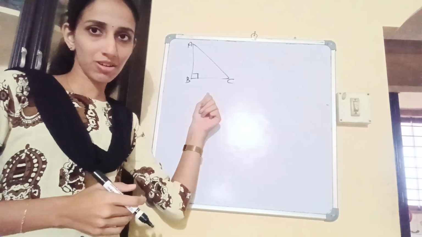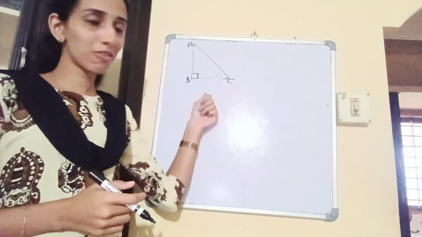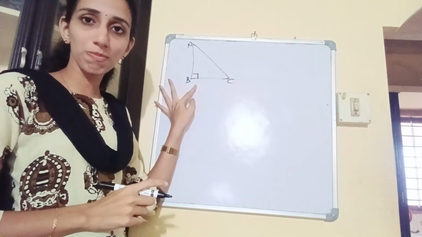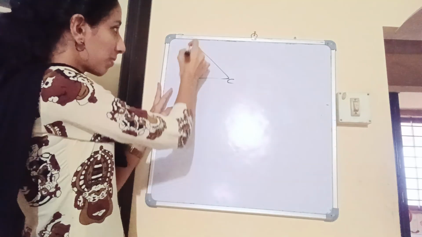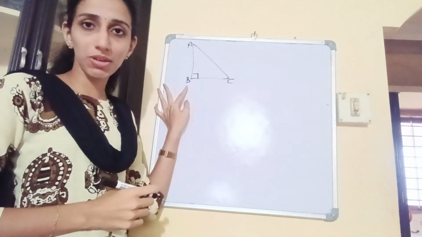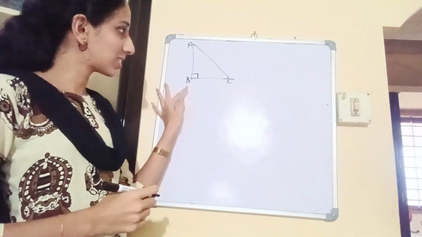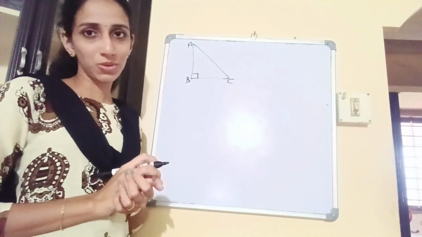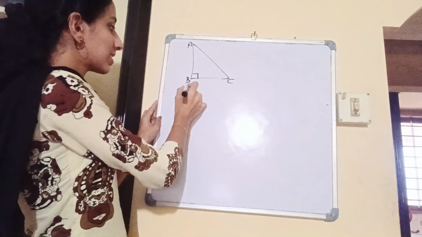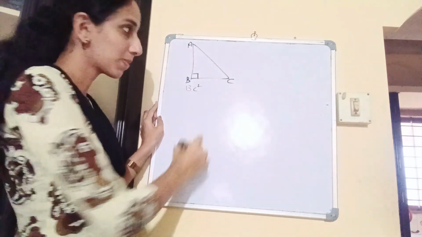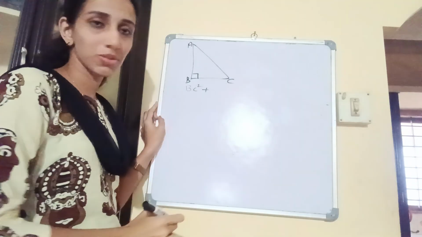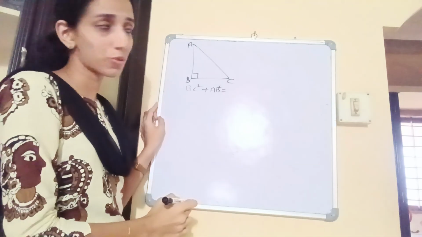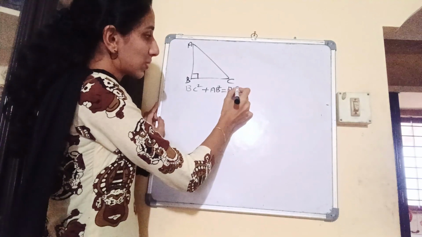So shall we apply the Pythagoras theorem in this triangle? How does it become? Base square. Here, what is the value of base? BC square plus altitude square. What is the value of altitude? AB square is equal to hypotenuse square. What is the value of hypotenuse? Hypotenuse is AC. So we can write BC square, base square, plus AB square, altitude square, equal to AC square, hypotenuse square.